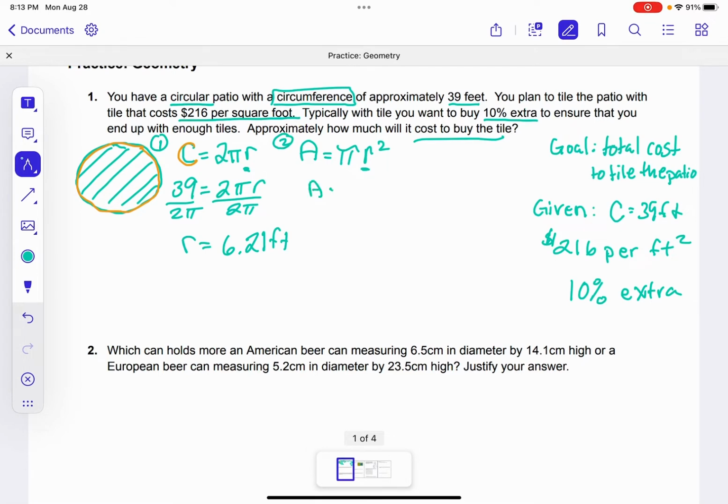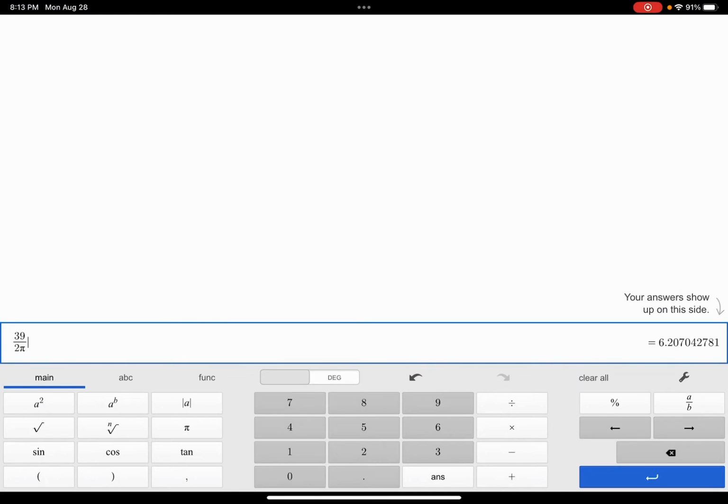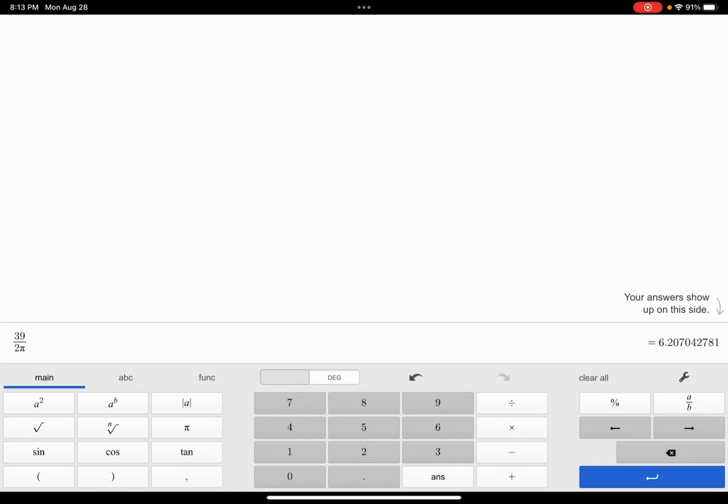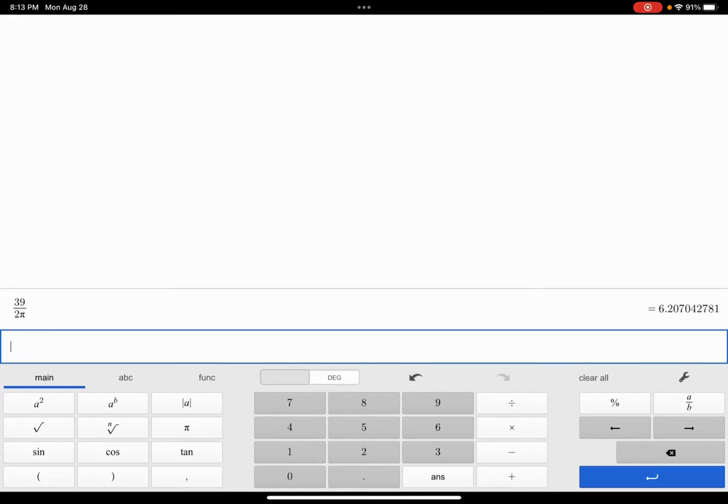So area equals pi, and that's 6.21 squared. Now here's the reality. I'm going to go back to my calculator here, and I'm going to use this answer in my next problem. So I'm going to have 2, and then, not 2, I'm doing the wrong formula, pi, and then I want to pull my answer.